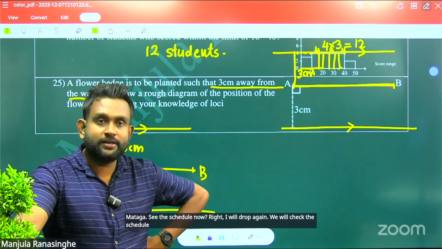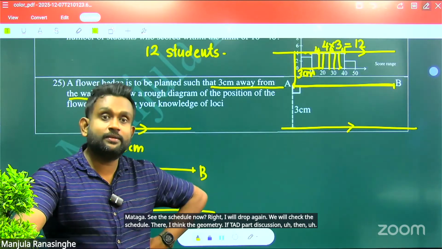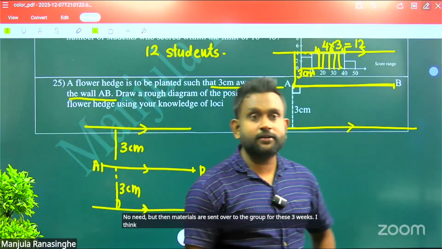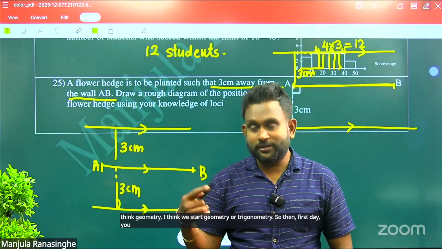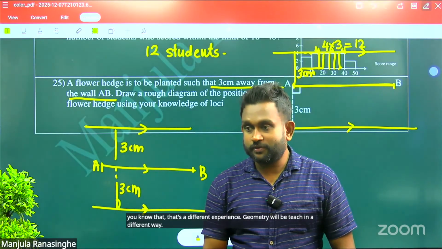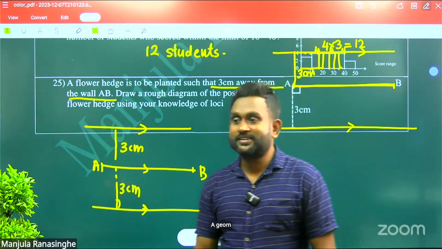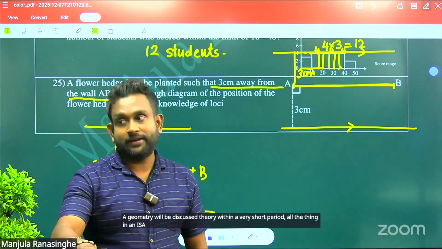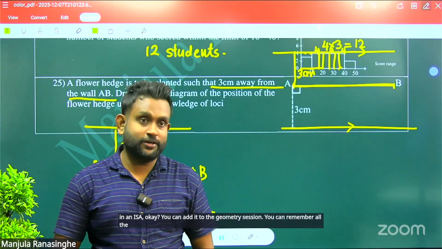I think it is geometry. If it is a theory part discussion, then there is no need, but the materials are sent over to the group for these three weeks. I think we start geometry or trigonometry. The first day will be a different experience, as geometry will be taught in a different way. Geometry session 1 is all in one theory. Very good, Toshika. Geometry will be discussed in theory within a very short period, with everything in a nice way. You can attend the geometry session and remember all the things in a different way.